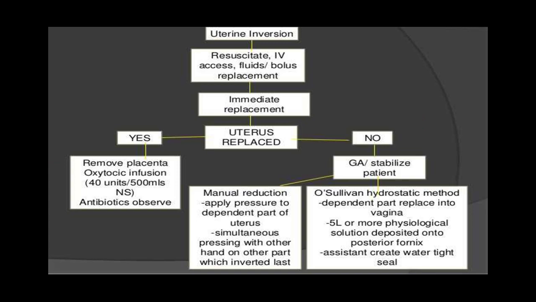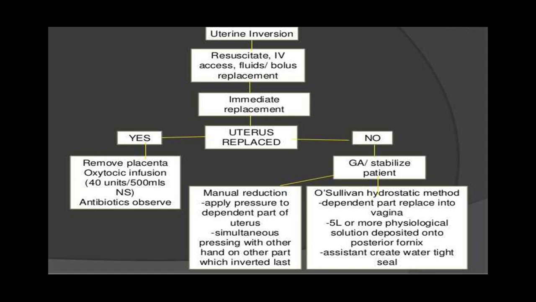Okay, the next one is management. When uterine inversion is there, resuscitate: IV access and fluid bolus replacement will be done. Immediately, replacement of the uterus should be done. If the uterus is replaced, then remove the placenta, give oxytocin infusion, that is 40 units in 500 ml NS, and antibiotics are given in order to reduce infection. If not replaced, then stabilize the patient and do manual replacement, manual reduction.